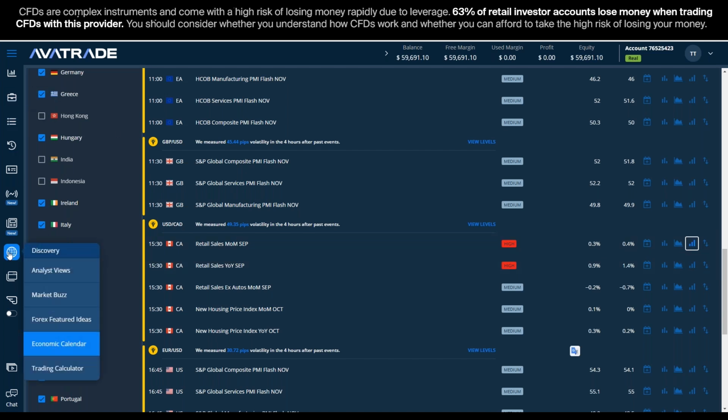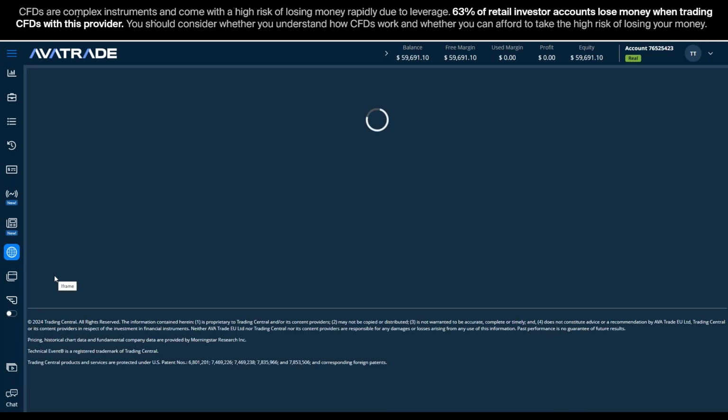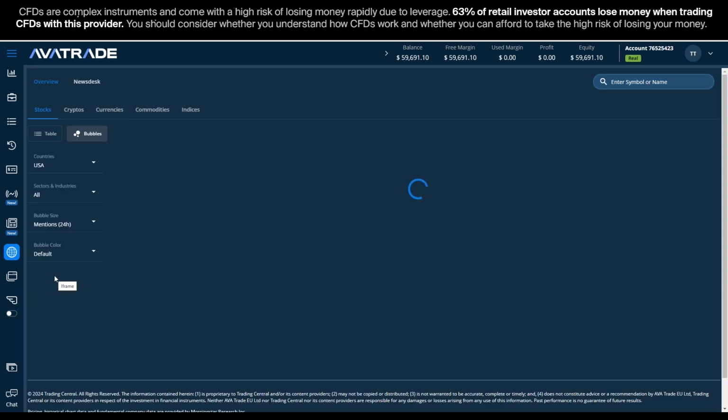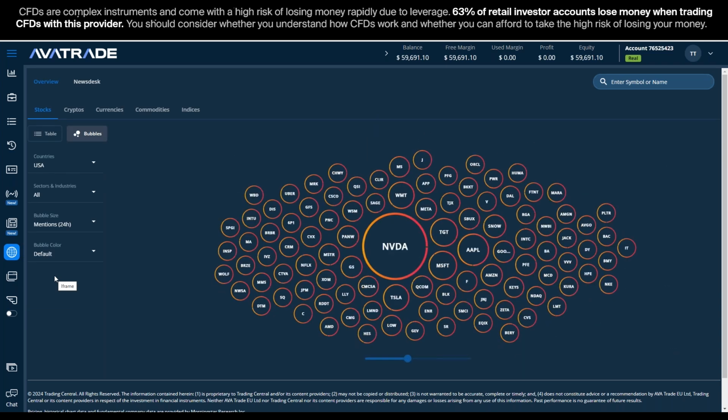Let's go ahead back to the market buzz, or I'm sorry, to the discovery section, and go to the market buzz, which is found within the discovery section. And this is another fundamental news tool that really gives you information that you might find on your own, but it might take you hours to find. And so this is information that is compiled into one place for whatever instrument you're thinking about trading on.